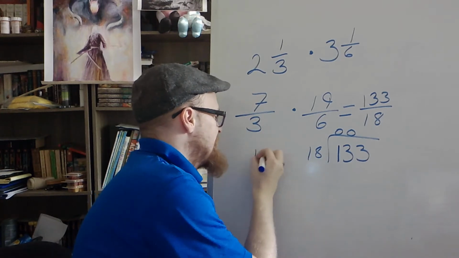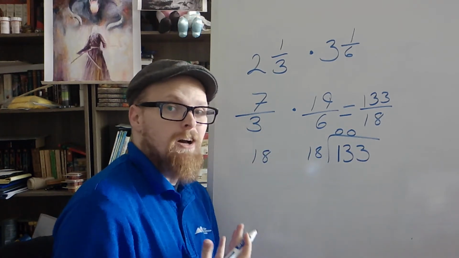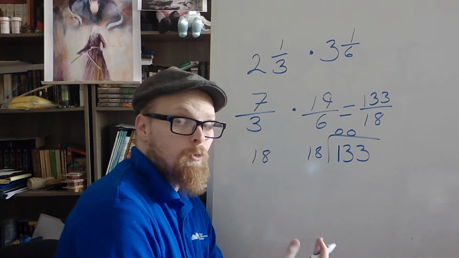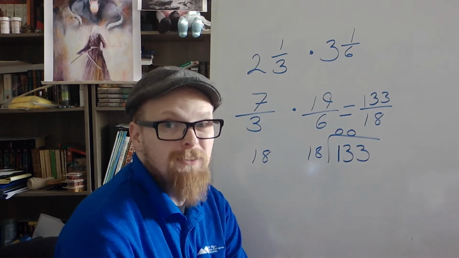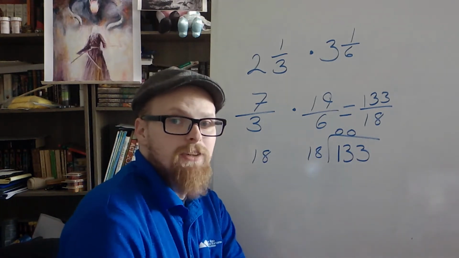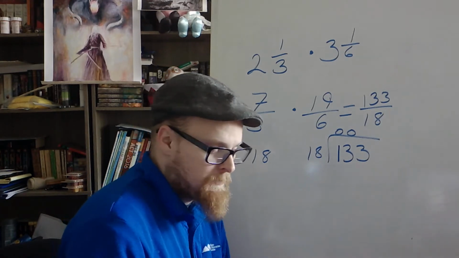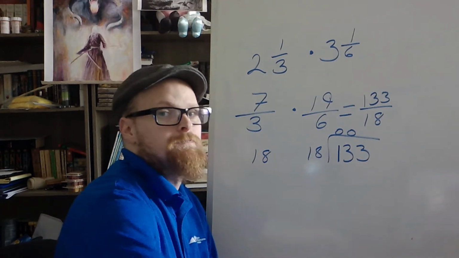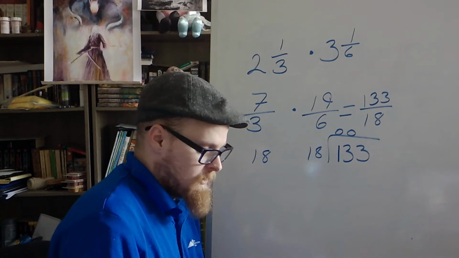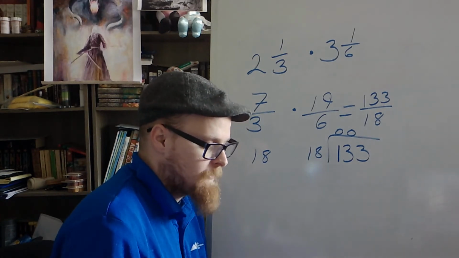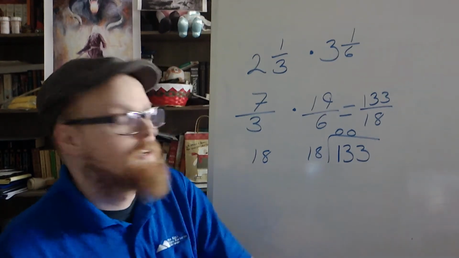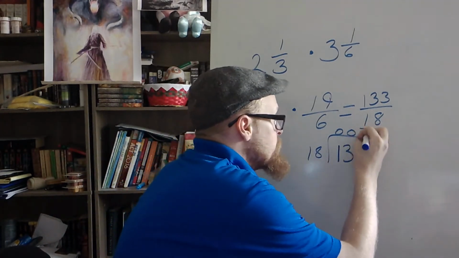So into 133, I don't know my multiples of 18, so I can do it long form. I know it's going to be more than once. I know it's going to be more than twice. I know it's going to be less than 10, because 10 would make it 180, right? I'm going to use my calculator to make this simple. I'm going to go 133 divided by 18. I know it will go in there 7 times, with a remainder.